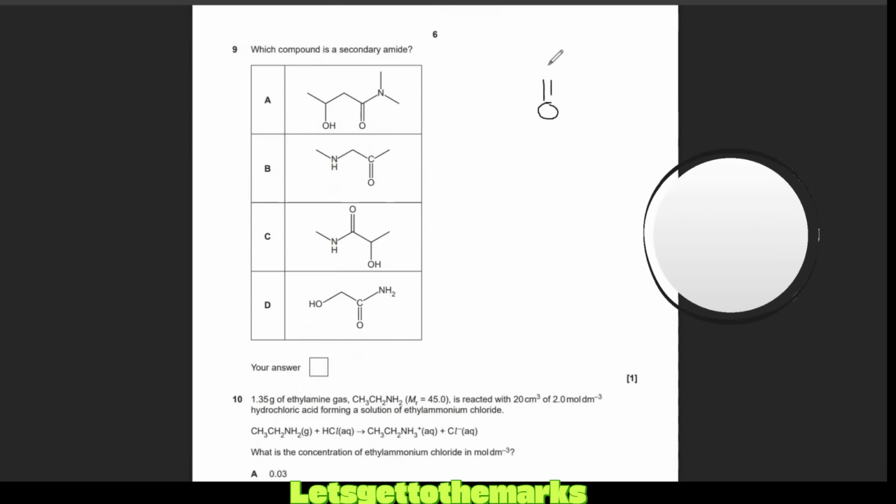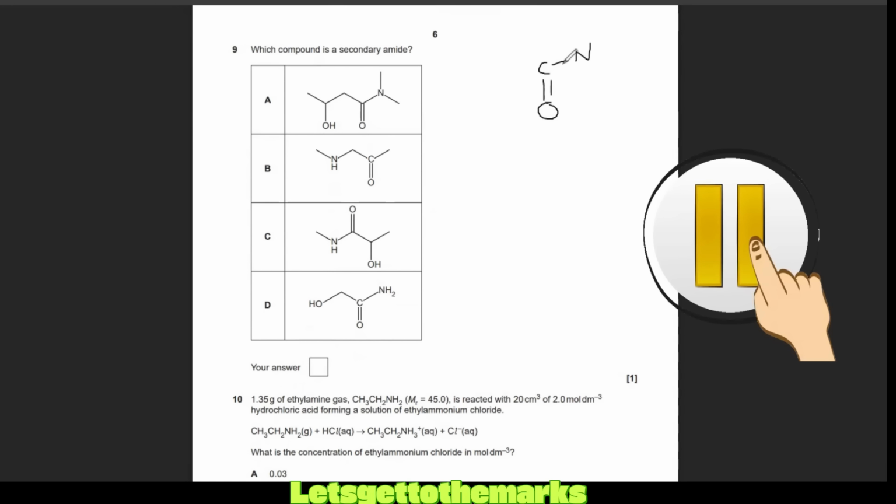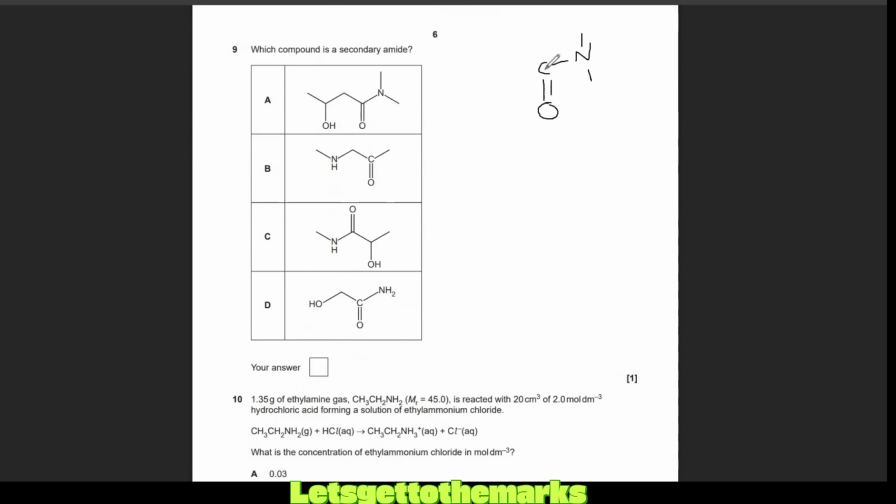What is an amide? Before we even talk about secondary amides, an amide is when you have a nitrogen atom attached to a carbonyl group. So we've got this C=O bond, and then we have this nitrogen attached here. Now, a primary amide has two hydrogens. A secondary amide has one hydrogen attached. And then a tertiary amide has no hydrogens attached. So you might say, what's in place of the hydrogen? Well, it's going to be an R group.